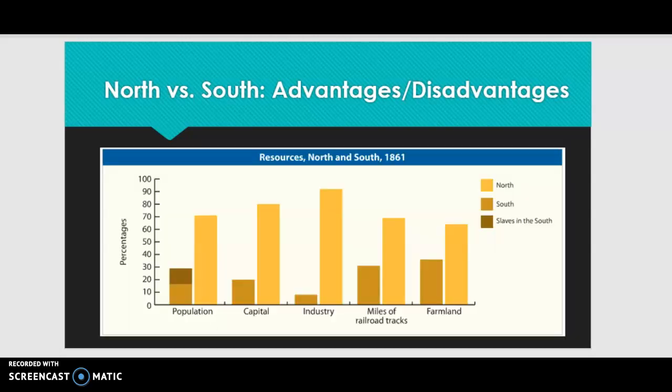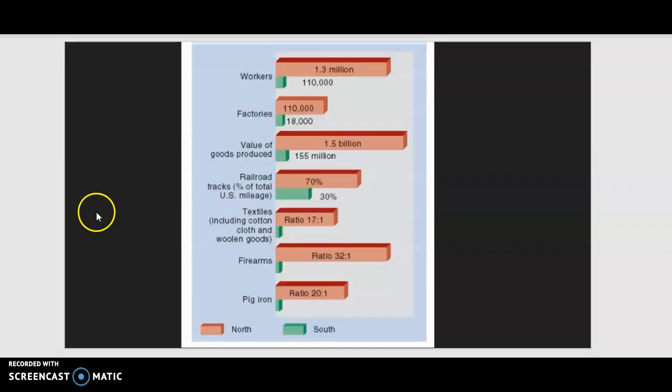So we look at resources in terms of North and South, and I think it's pretty clear that the North kind of had the advantage. The North had a higher population, they had more capital, aka money, they had more industry, so more factories, which meant more supplies essentially. They had more railroad tracks, which was good for transporting troops and supplies to those troops. And the North even had more farmland. We think of the South, obviously, having these large plantations, but the North had a good amount of farmland as well to feed people, specifically troops.